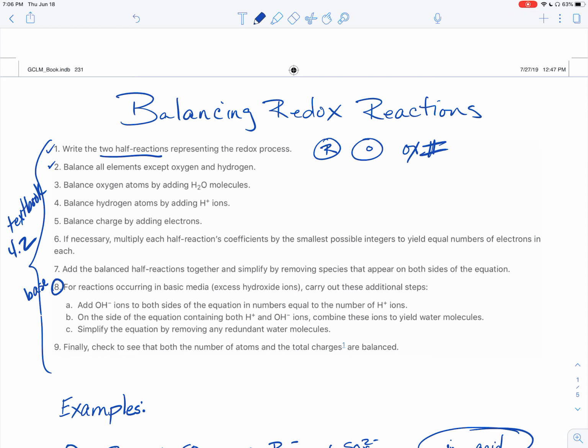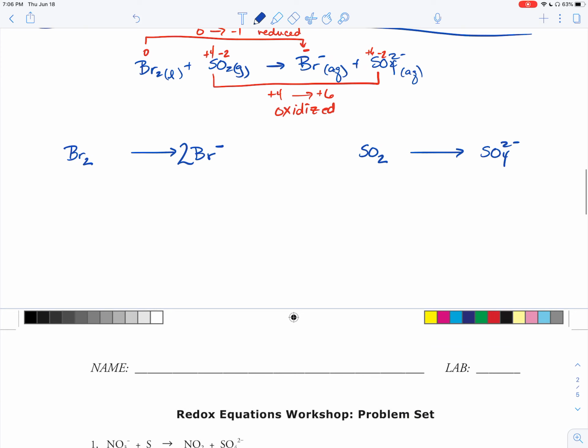Check. Now what we want to do is balance oxygen atoms by adding water molecules on the side of the reaction that will make both sides equal in oxygen.